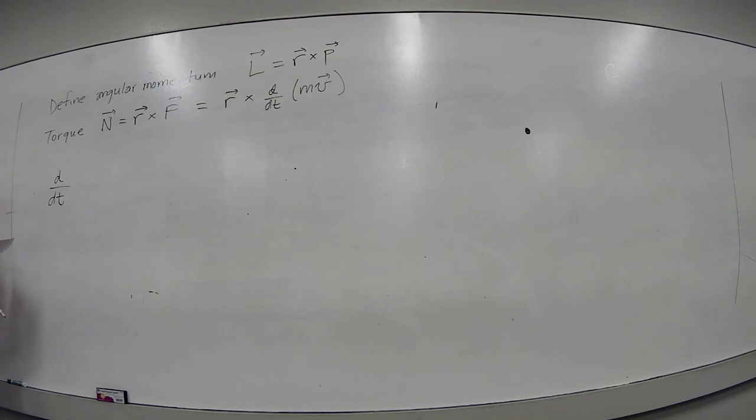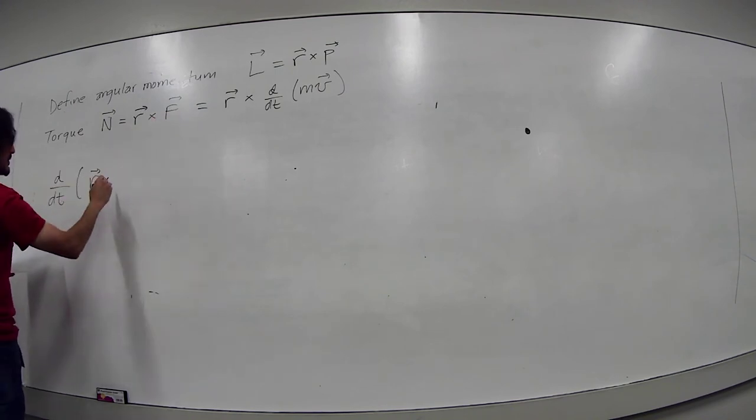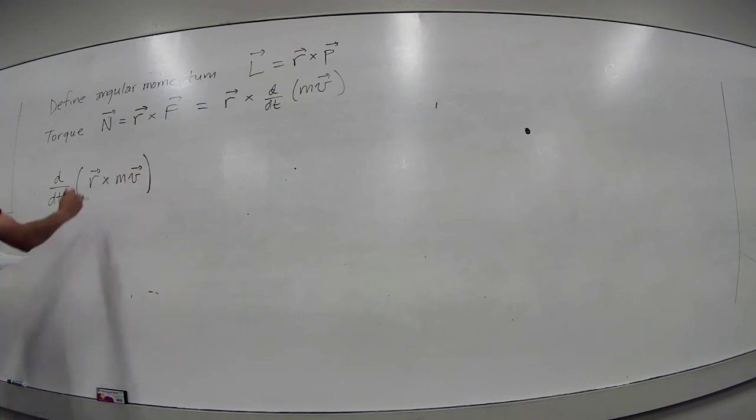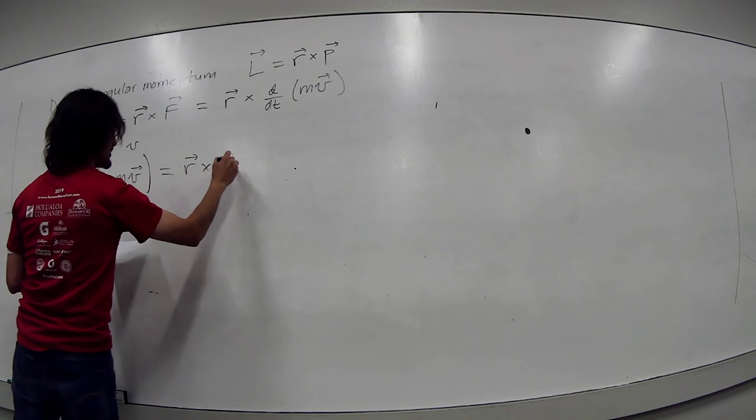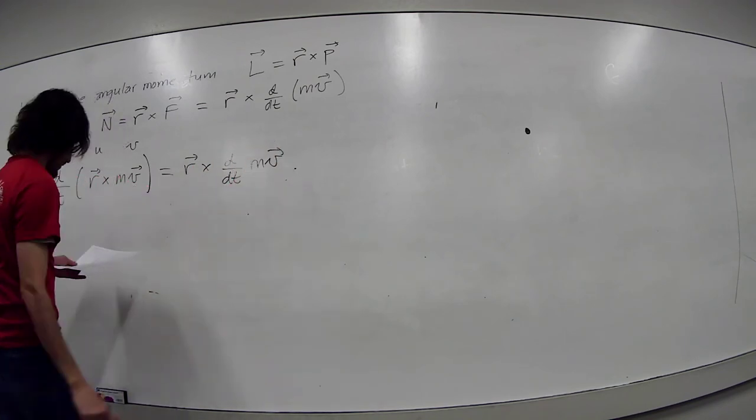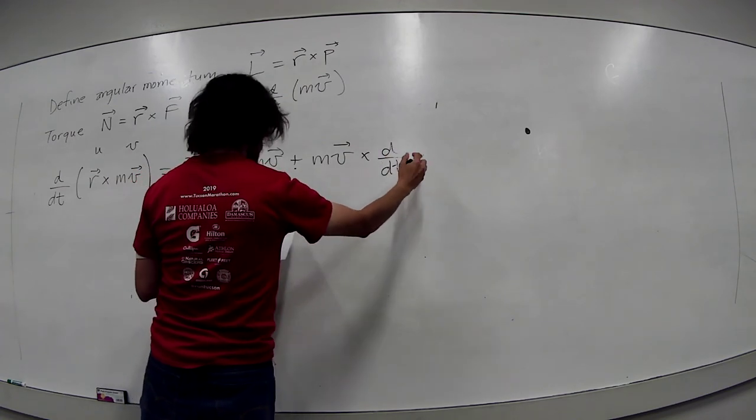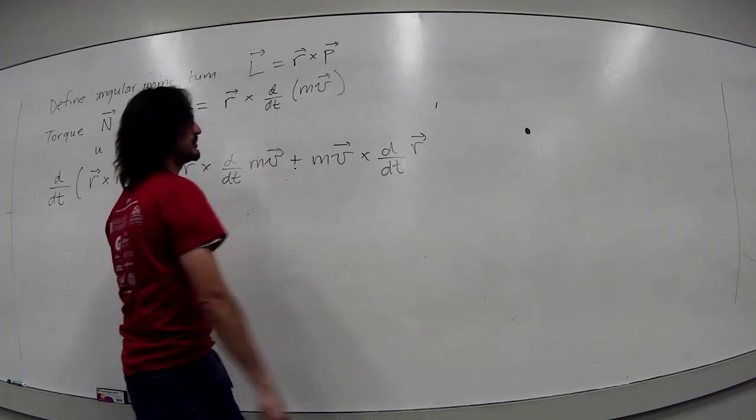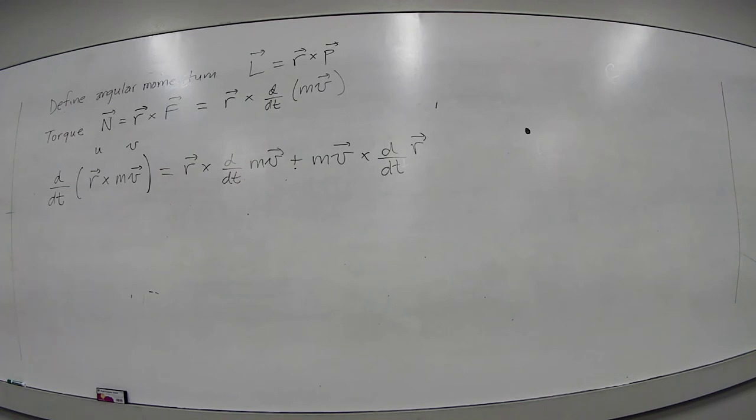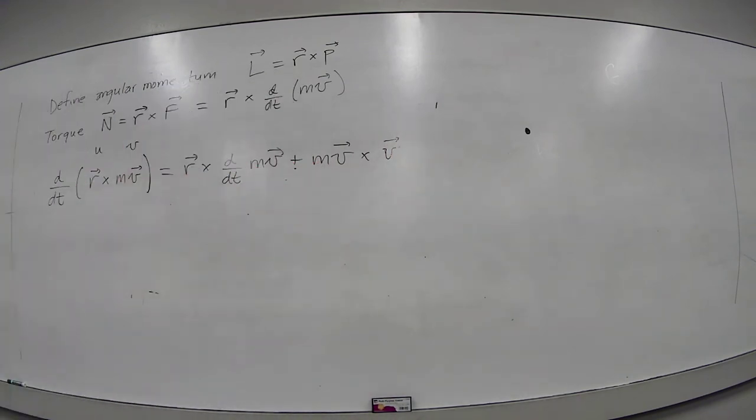If we take the derivative with respect to time of R cross P, or MV, this is R cross the derivative with respect to time of MV, plus MV cross the derivative with respect to time of R. What is the derivative with respect to time of R? Velocity. Yeah, velocity. So it is a cross product of MV cross V.